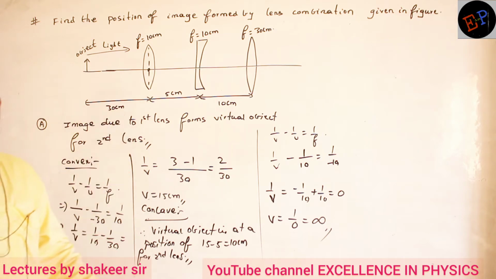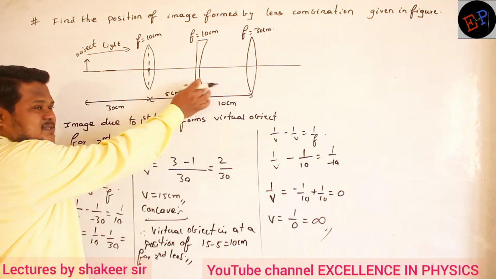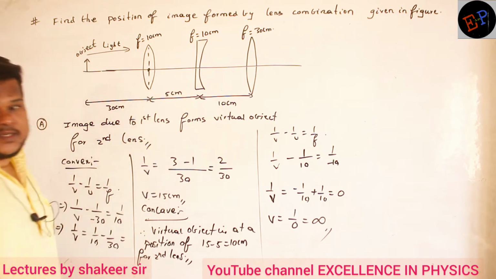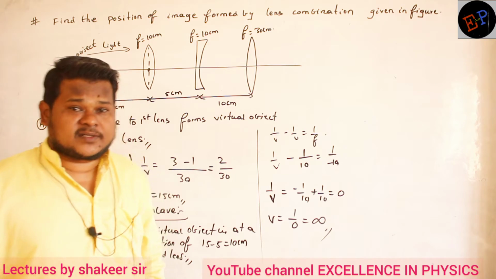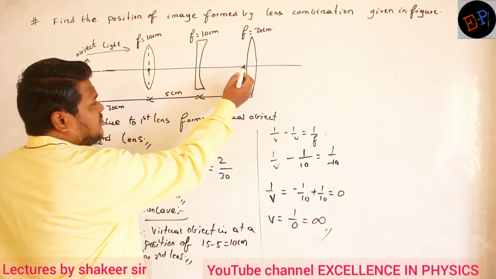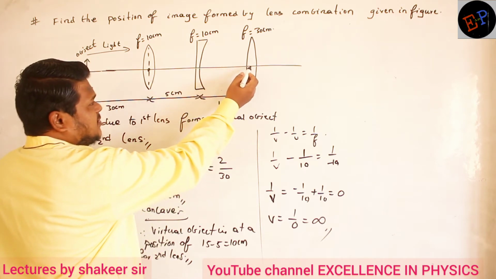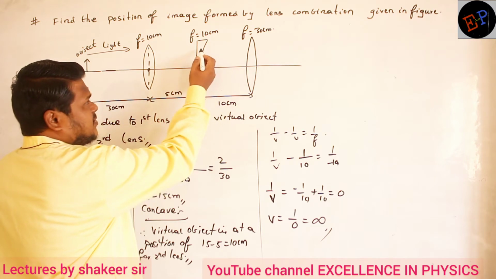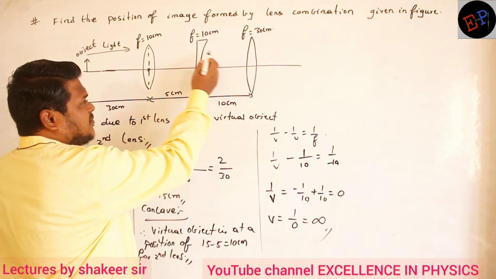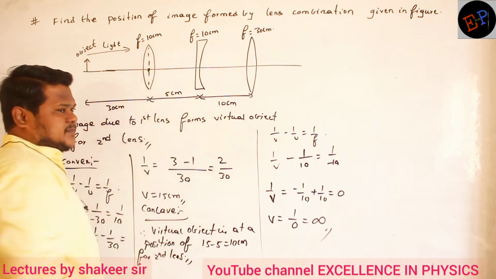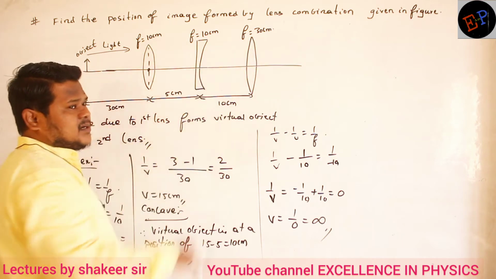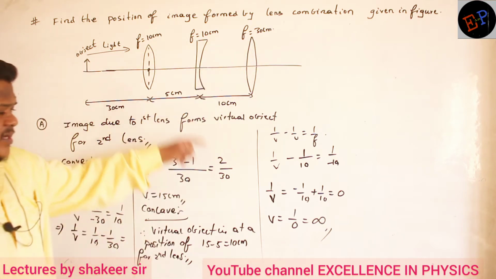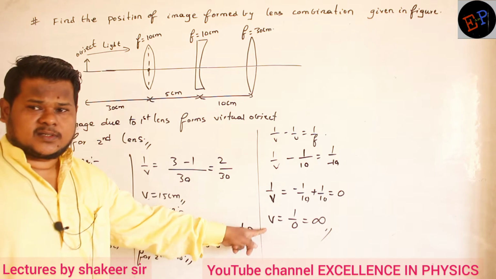Infinity means infinity on which side? This side. This is what kind of lens? Concave lens. So is it a converging lens or a diverging lens? It is a diverging lens. Are you able to understand? So if the image is created somewhere here, these light rays come and strike this lens, and how should they travel? They should travel parallel to the principal axis.